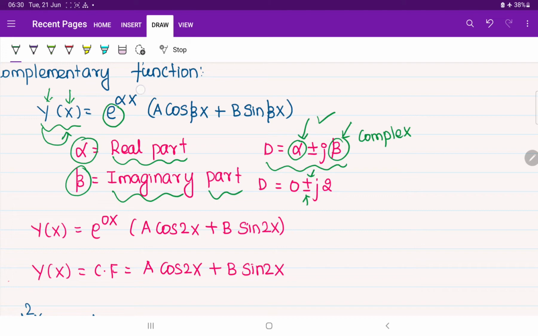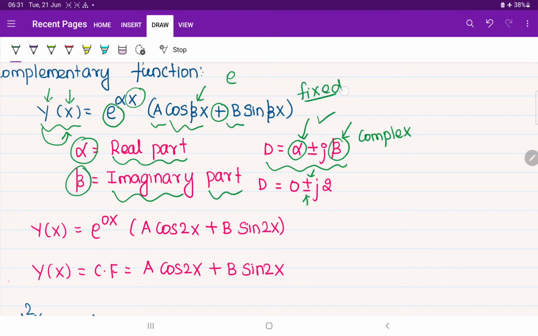So, e power alpha times x, where x is our independent variable. After that, always write an arbitrary constant a and an arbitrary constant b in addition. In case of real roots, we write the exponential term like this, but here what you have to do is multiply by cos beta x and sin beta x, where beta indicates the imaginary part. See, this equation is fixed.